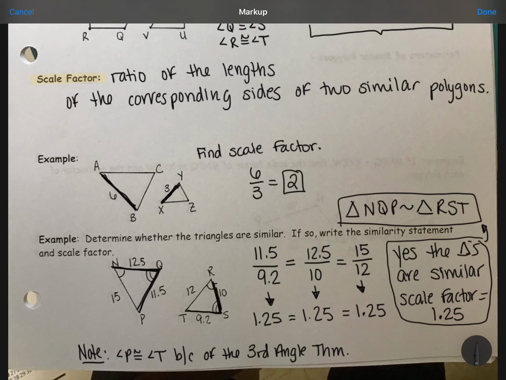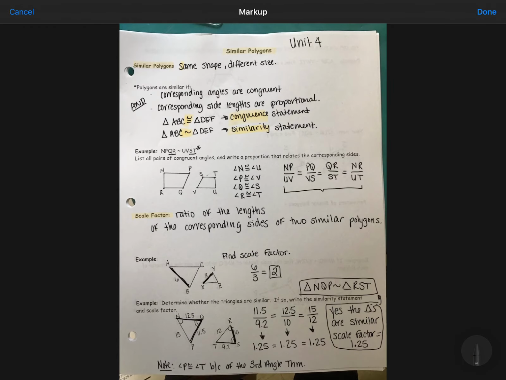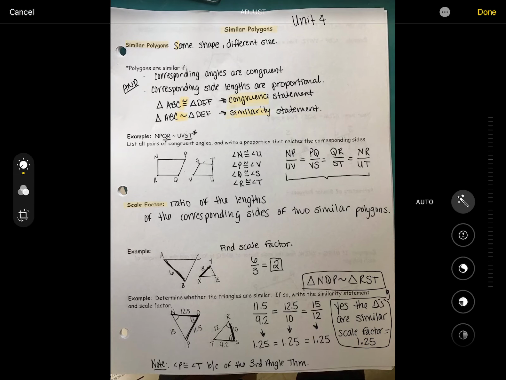All right, so to determine if figures are similar, angles must all be congruent and the side lengths must be proportional. Easy way to do that, set up your ratio, reduce those ratios, or write them as decimals and see if they match. If they match, then they are proportional. Okay, let's flip this paper over and see how we can use scale factors and proportions to solve problems involving similar figures.